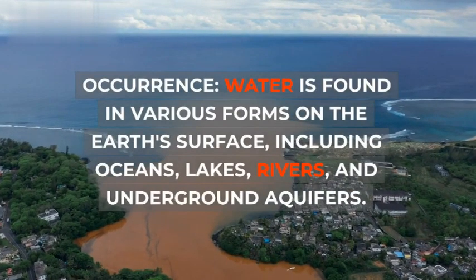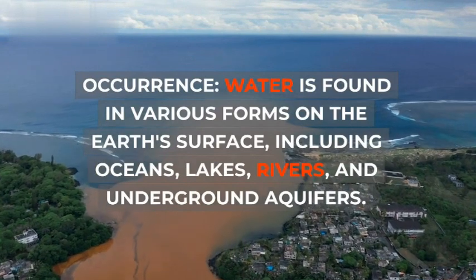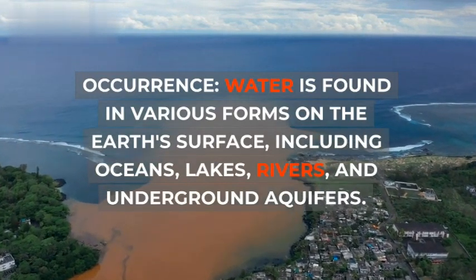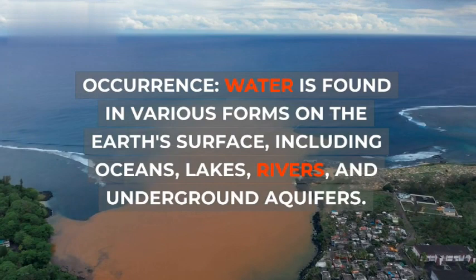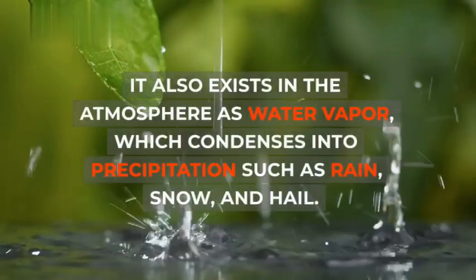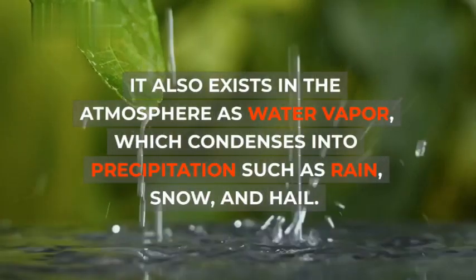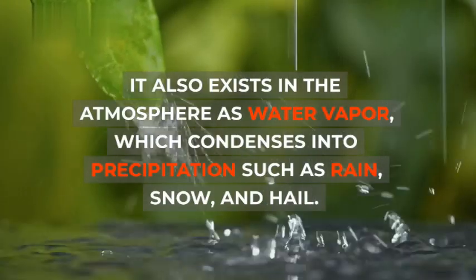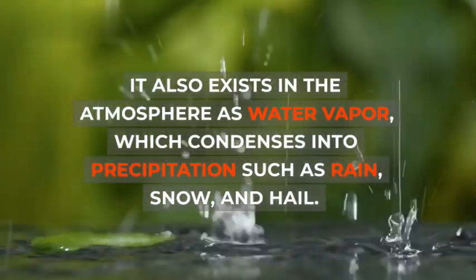Occurrence. Water is found in various forms on the Earth's surface, including oceans, lakes, rivers, and underground aquifers. It also exists in the atmosphere as water vapor, which condenses into precipitation such as rain, snow, and hail.